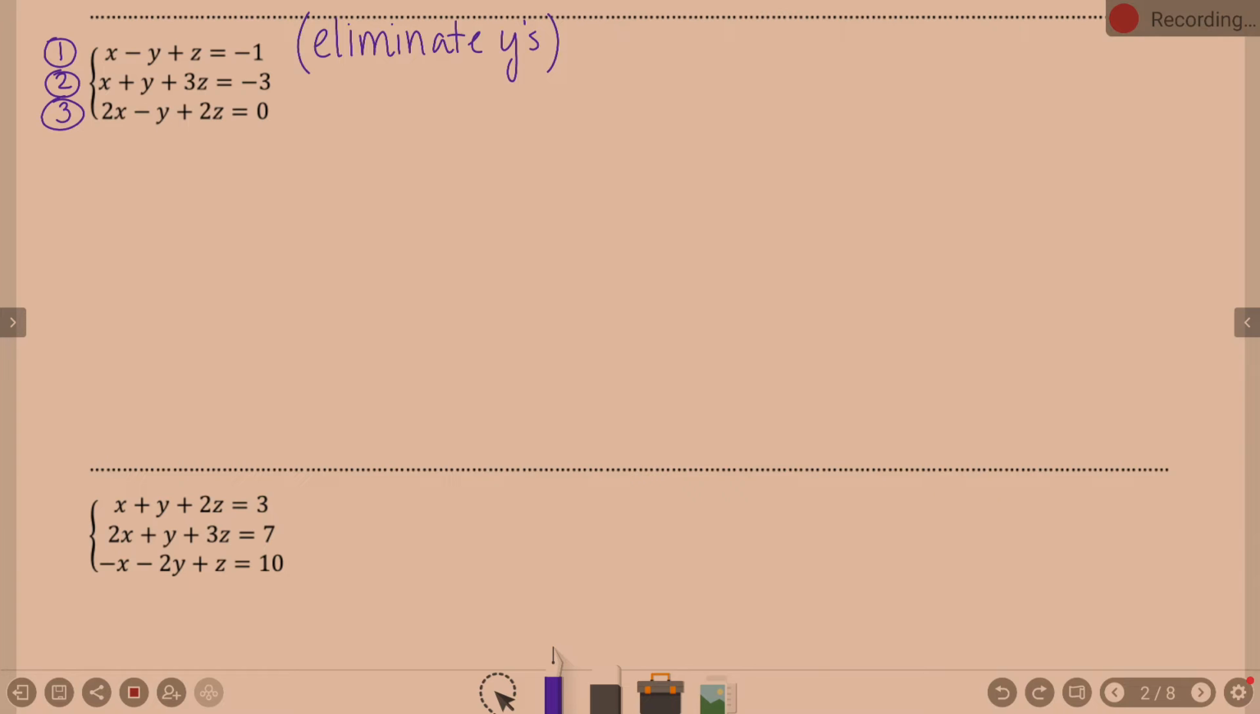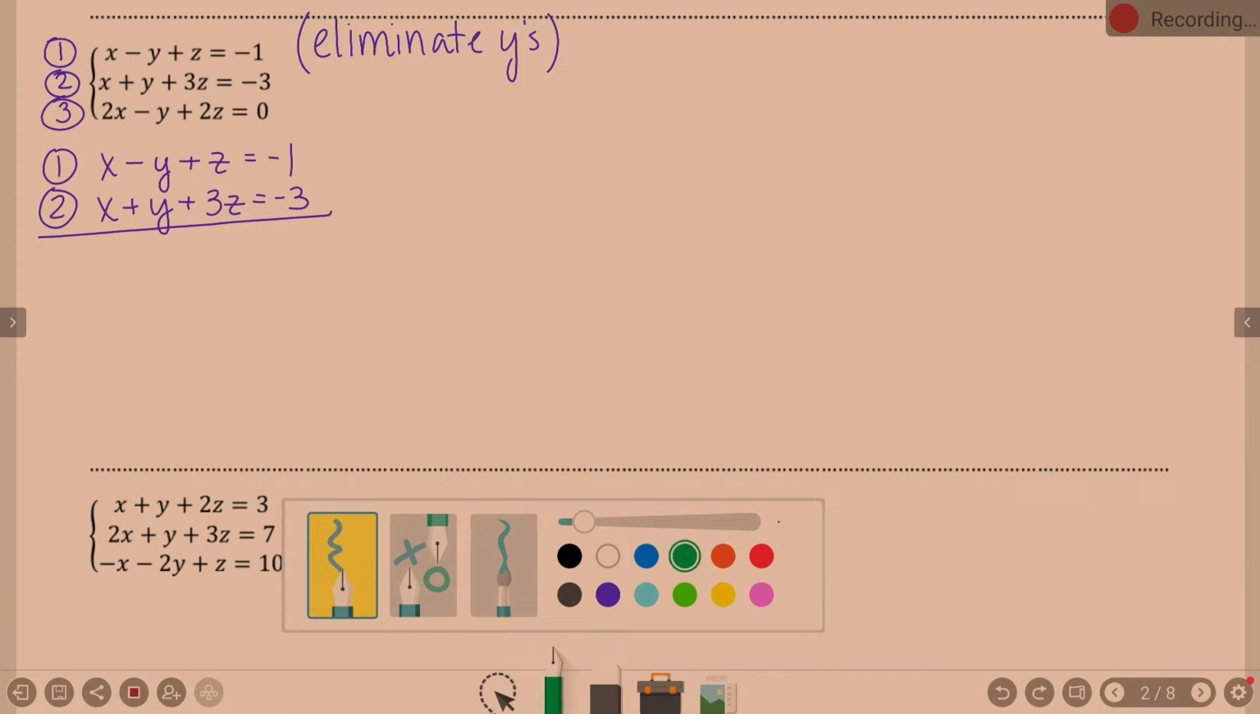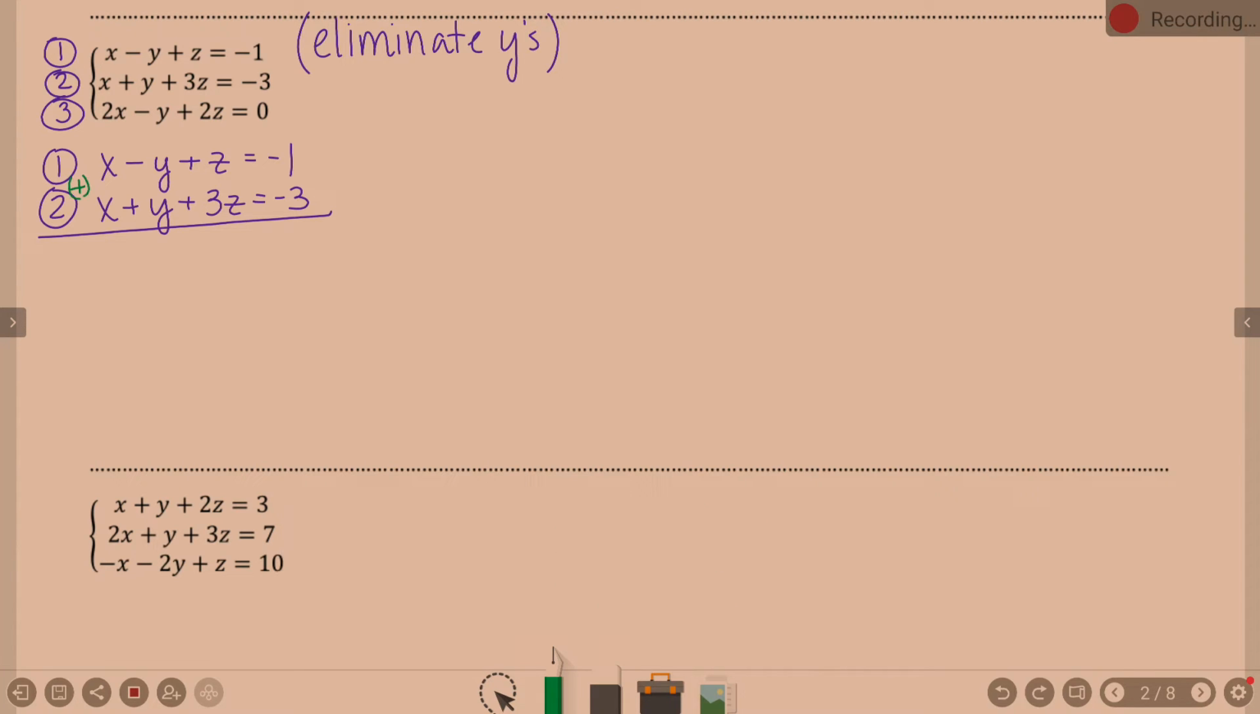Now, so you guys said 1 and 2 to get us started? So 1 being x minus y plus z equals -1. 2 being x plus y plus 3z equals -3. Okay. My y's have opposite signs, yes. A positive y and a negative y. We're going to add those.